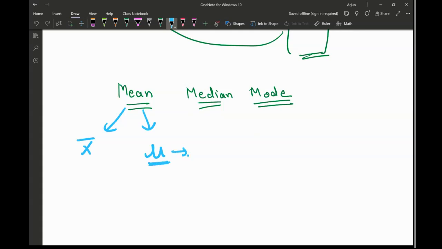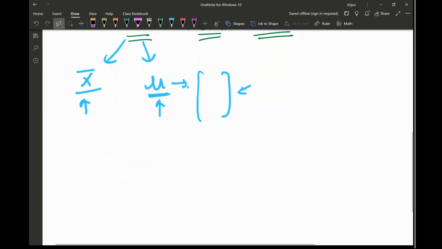Whenever I'm talking about the population, meaning all the data points, I will use the mu symbol. If I'm talking about a sample, then I will use the x bar symbol. For example, let's say I'm given some data points. I wanted to find the mean of that.